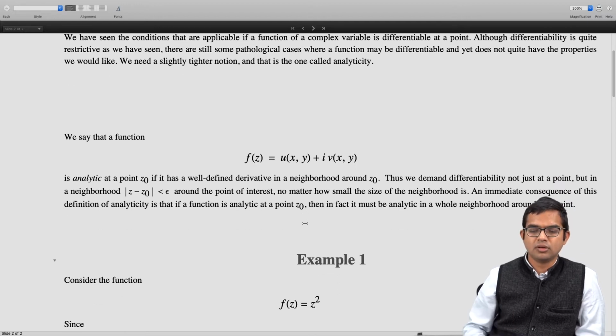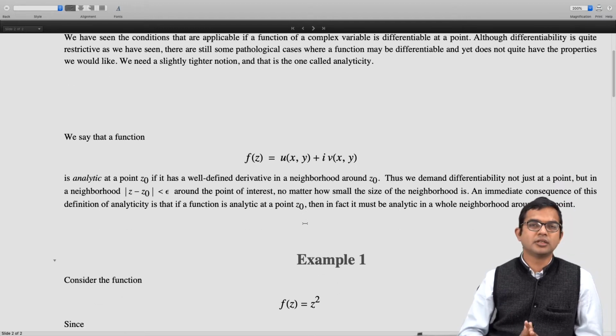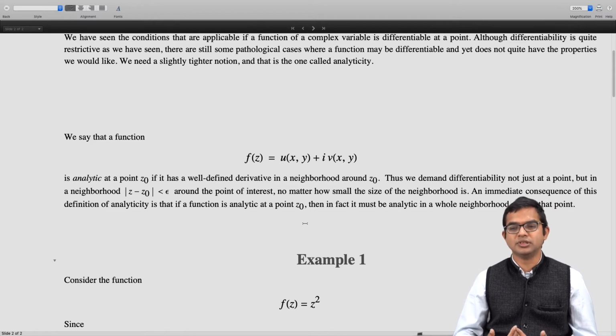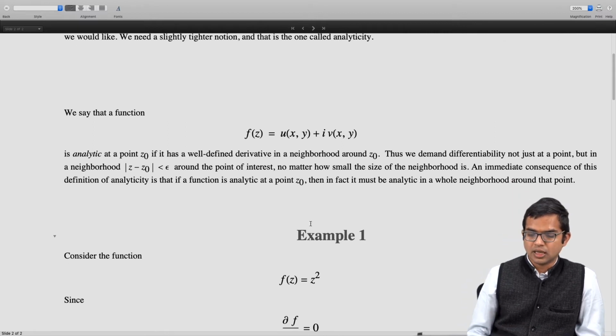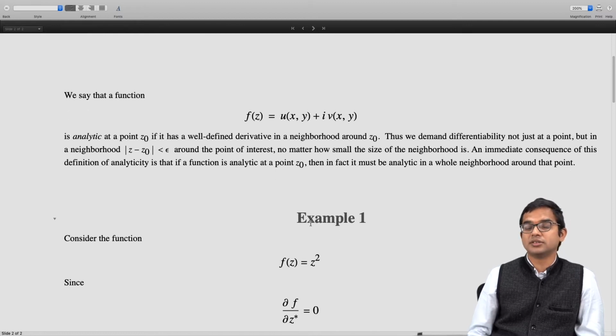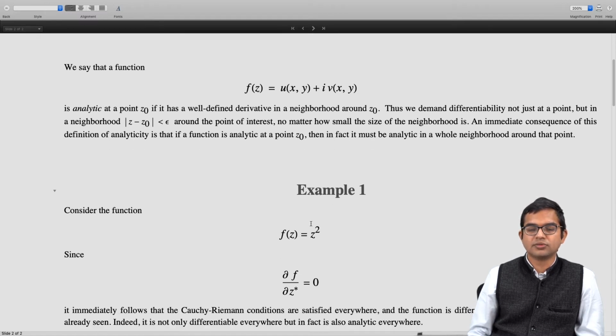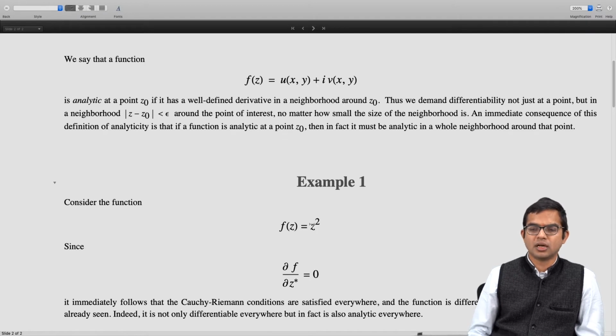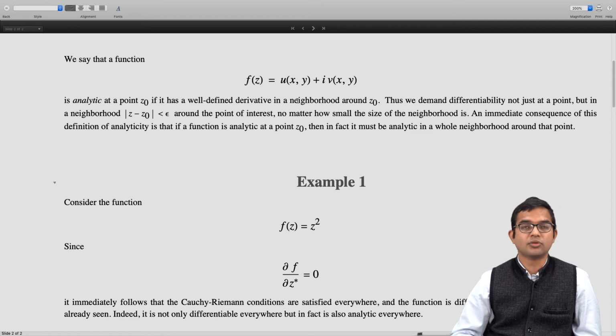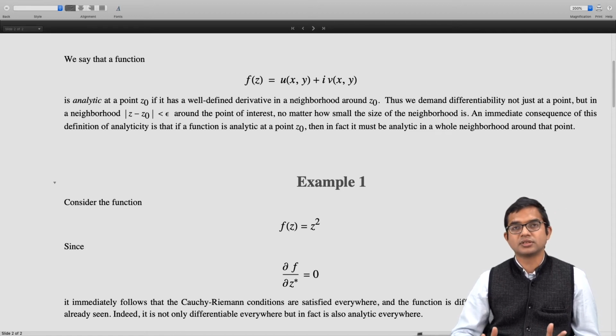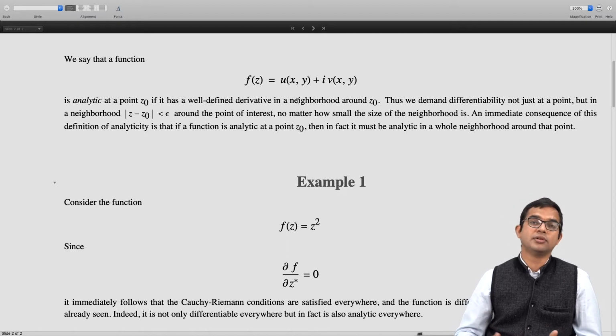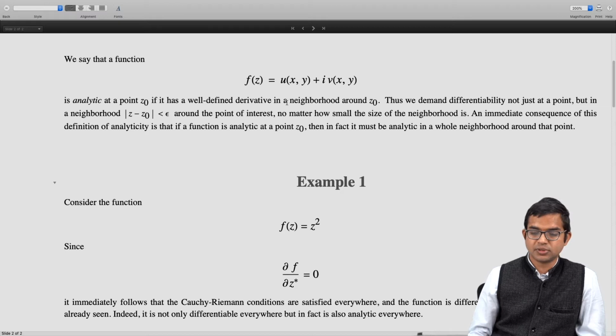We'll start with a very familiar example: a function f of z equal to z squared. Since dou f by dou z star is equal to 0, the Cauchy-Riemann conditions are satisfied, and this function is differentiable everywhere. But now, in the backdrop of the definition of analyticity we have just given, we realize that this function is not just differentiable everywhere, but it's also analytic everywhere. So a very simple example.